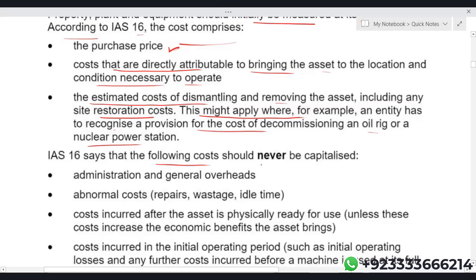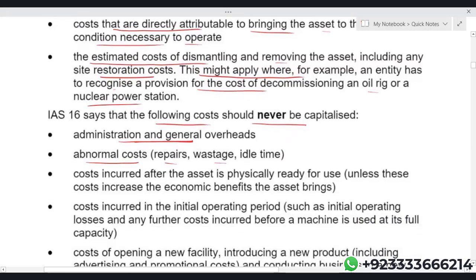IAS 16 says the following costs should never be capitalized. General administration overheads will not be capitalized. Abnormal costs, repair, wastage, idle time will not be capitalized. Costs incurred after the asset is physically ready for use. So when the asset is physically ready for use, then obviously after that, whatever cost you are incurring will not become part of your asset unless these costs increase the economic benefit of that asset.